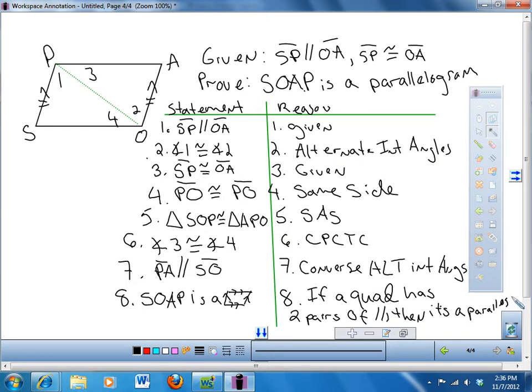For some reason this thing is kind of funky. Probably the new software glitching. So that's how you would write it as a two-column proof. You could also write this as a flow chart, okay? Sometimes I'll actually write it in two columns, sometimes I'll write it as a flow chart.